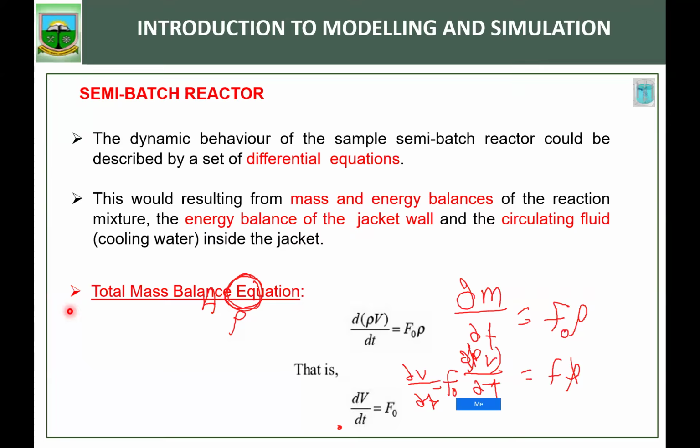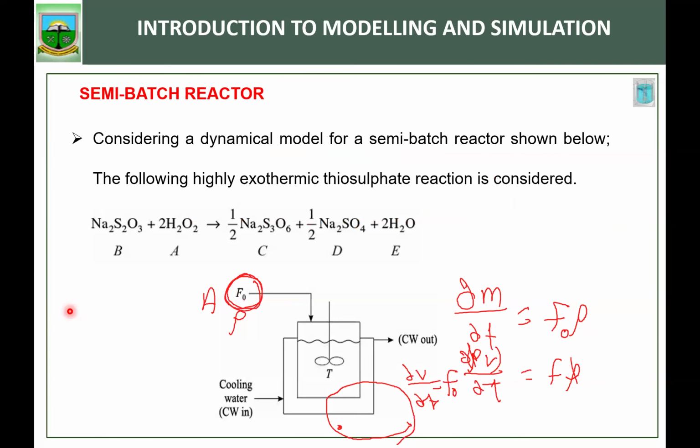So therefore, the total mass balance for this system is what? The volume in the system is controlled by the flow of A. That is what it means. So this one tells you that the volume in our system here, this level here, is controlled by how much of this will flow here. So if B was just here, the remaining volume will be controlled by this as the total mass balance. So that is what it means.